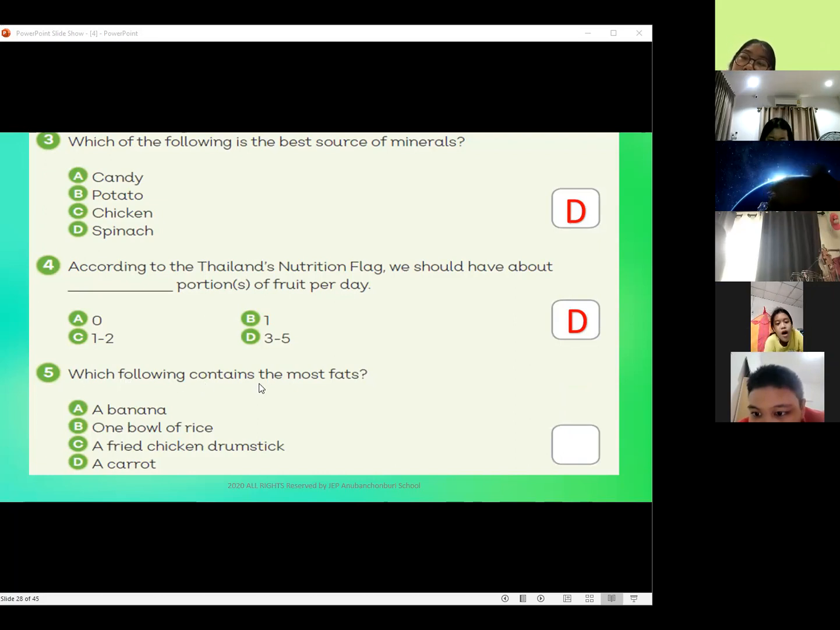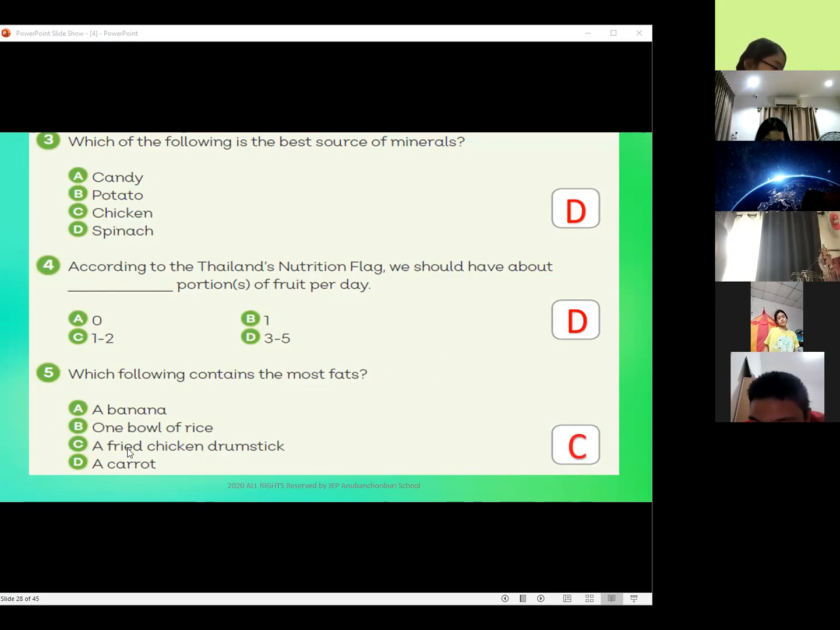Which of the following contains the most fats? A banana, one bowl of rice, a fried chicken drumstick, or a carrot? A fried chicken drumstick. Chontira, what's your answer? A fried chicken drumstick. What is your number, Chantida? 19. Number 19. All right. Thank you. Your answer is correct.